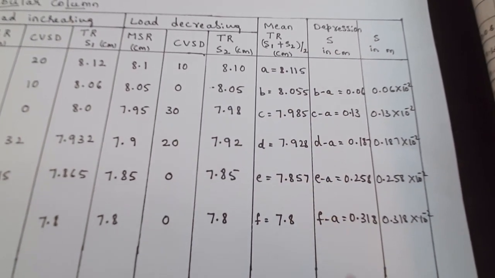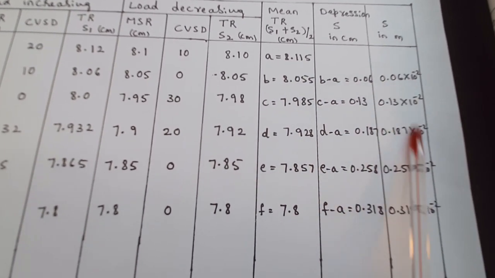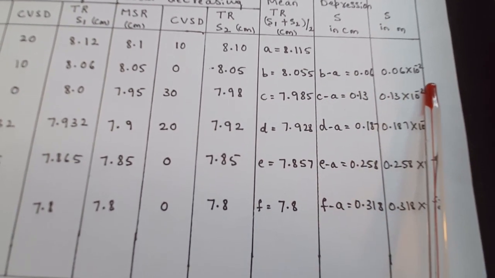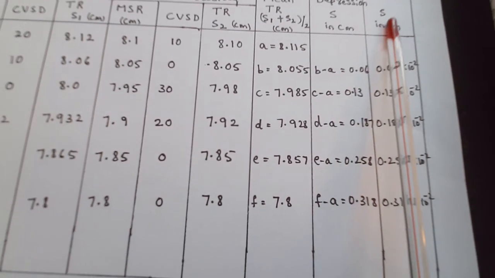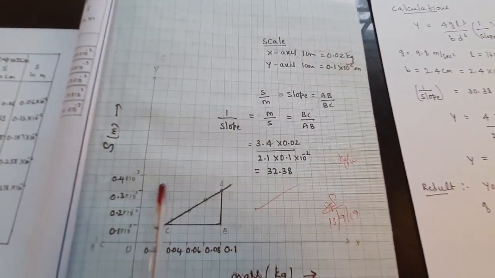You will get the depression. And these depressions, in centimeter, can be expressed in terms of meter: 0.06 centimeter or 0.06 into 10 power minus 2 meter, 0.13 centimeter or 0.13 into 10 power minus 2 meter. So this is the depression in meter. Now let us see how to draw the graph.